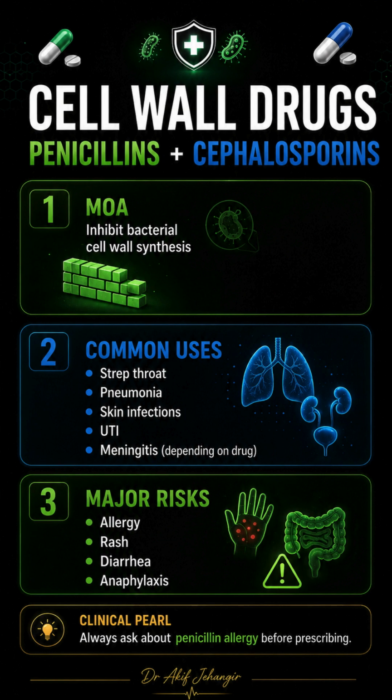Now let us start with cell wall inhibitors, especially penicillins and cephalosporins. Their basic mechanism is inhibition of bacterial cell wall synthesis. Clinically, they are commonly used in infections like streptococcal throat infection, pneumonia, skin infections, urinary tract infections, and meningitis, depending on the exact drug and generation. The major risks to remember are allergy, rash, diarrhea, and most importantly, anaphylaxis. So before prescribing a beta-lactam antibiotic, always ask clearly about previous penicillin or cephalosporin allergy.